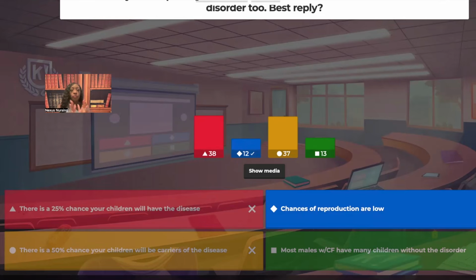Okay. If both parents have the trait and they reproduce, there's a 25% chance, that's 1 in 4, that the child will have the disease, the disorder. But that's if both parents have it, that's number one, right? We don't know anything about the other parent. The second thing that would make red incorrect is that we're talking about cystic fibrosis.